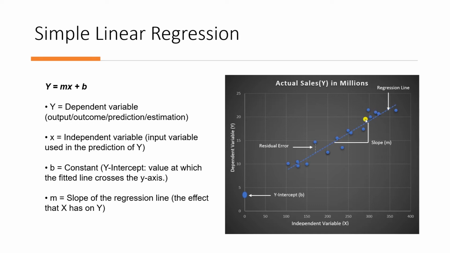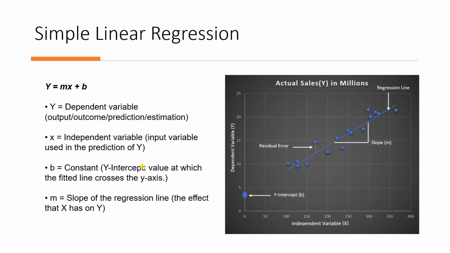We know the equation of a straight line. If you recall it from your school days, it is y equals mx plus b. Y in this equation is the dependent variable that we are trying to predict. In this case, it is the sale amount we are trying to predict. M in this equation is the slope of the regression line. It is the change in x and what impact it has on the y. X is the independent variable that we use as the input. In this example, it is the marketing budget, while b is the y-intercept. It is the value at which the fitted line crosses the y-axis.